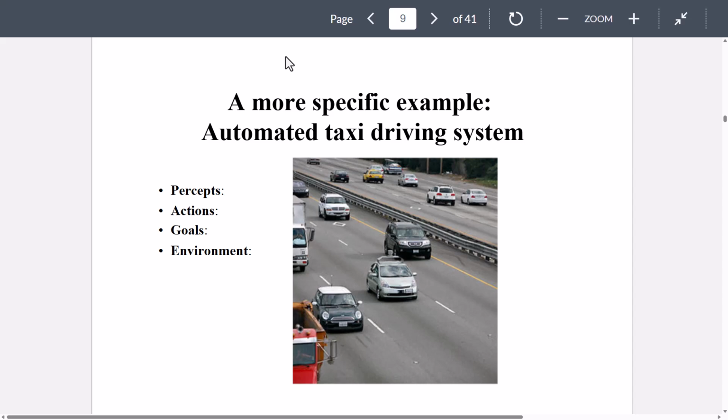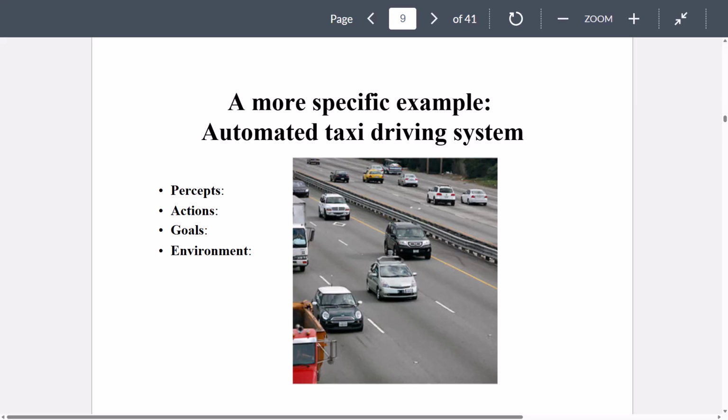The PEAS description is like a blueprint. It forces us to think clearly about what success means, what the agent has to deal with, and how it can act and perceive. Let's consider a more realistic example like an automated taxi driver. The performance measures here will be what?